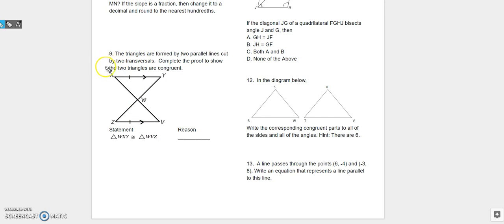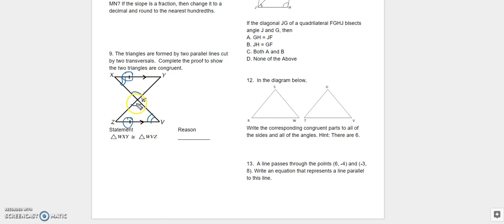Number 9, the triangles are formed by 2 parallel lines cut by 2 transversals. So here's my parallel lines. Here's transversal number 1. Here's transversal number 2. Complete the proof to show that the 2 triangles are congruent. It's also marked here that these are congruent. So I have options. I see the vertical angles here. We always mark those. Those are not given to us. And since I have a Z shape, I also have alternate interior angles here.